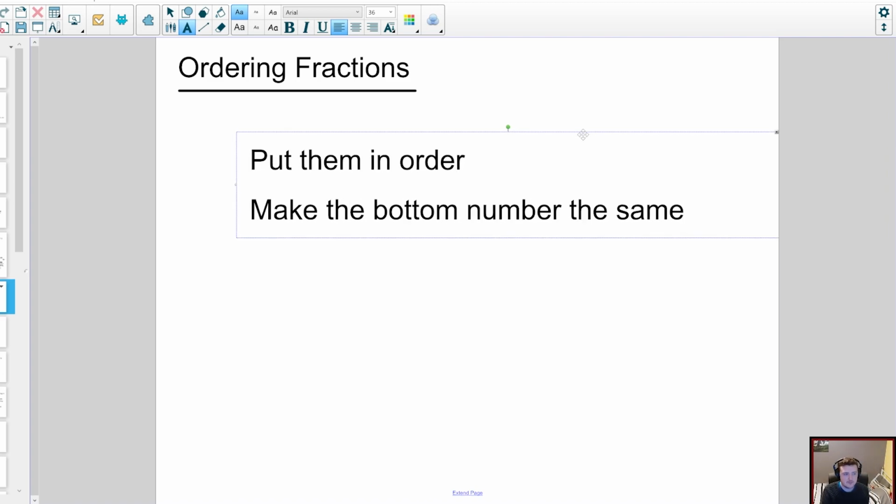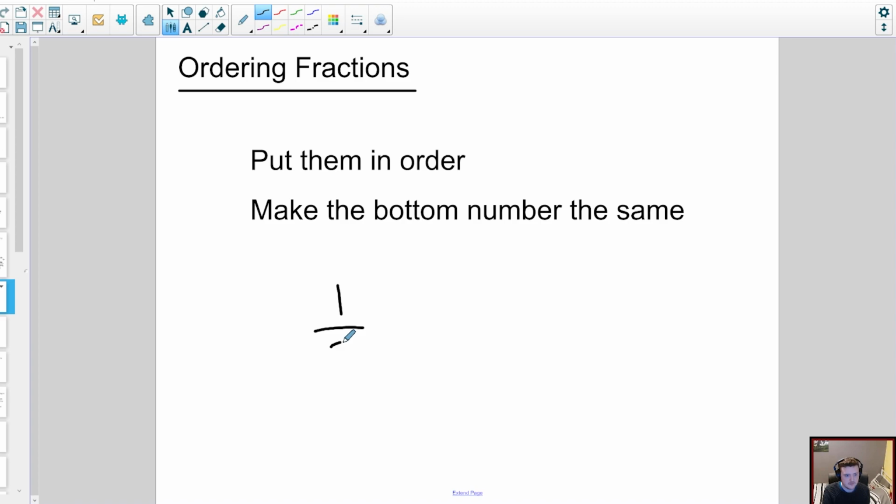Let me show you an example of how we're going to make the bottom numbers the same. Let's take something not too complicated. Let's say it's 1/2 and we have 3/4. And I want to order them in terms of size, biggest to smallest. How am I going to compare whether this is bigger or this is bigger without turning them into a decimal or a percentage, which some people might be inclined to do? We're not allowed to do that. We have to keep them in terms of fractions. So how are we going to do that?